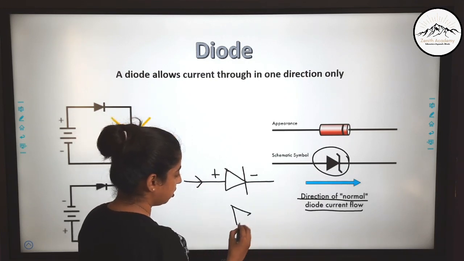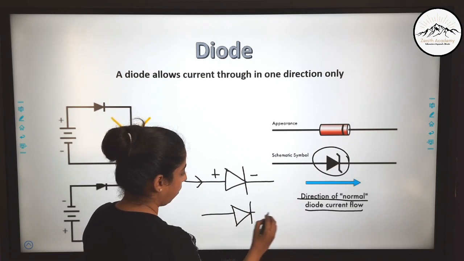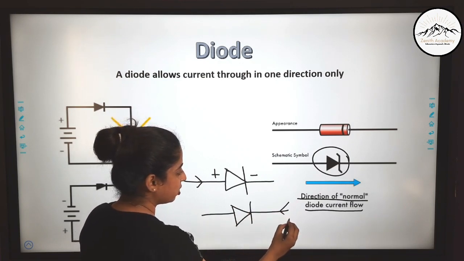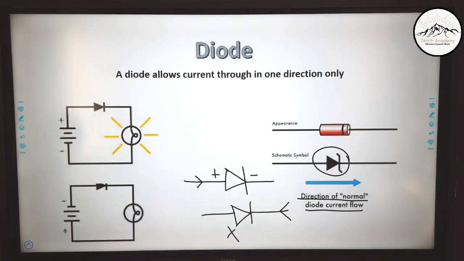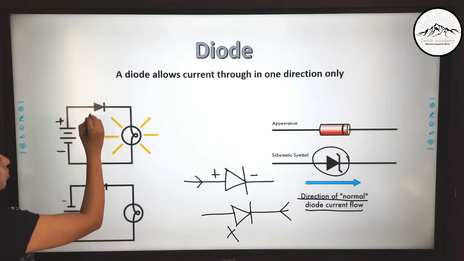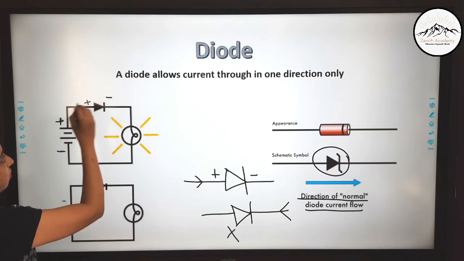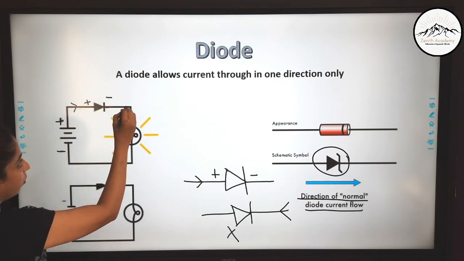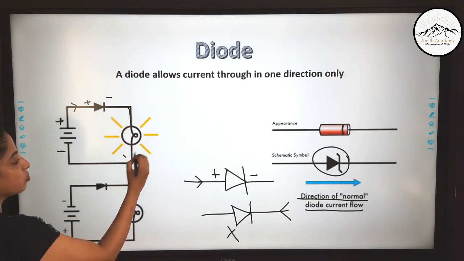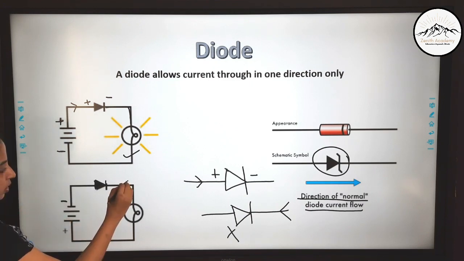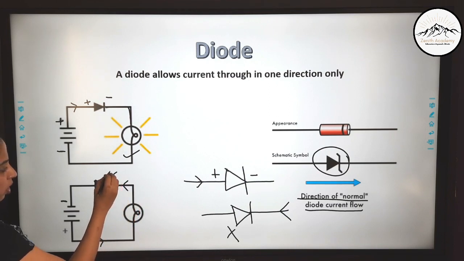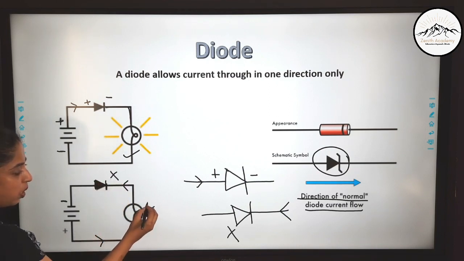Now suppose this is the diode and current is coming from this direction, then it will not allow the current to pass through. So here you can see that this is positive and this is negative, and diode is also attached like this, so positive and negative. So current is coming and it is allowing the current to pass through, and that is why this bulb is glowing. Whereas here if you see, this is negative, so if current is coming like this, it will not allow current to pass through it. That is why this bulb will not glow.